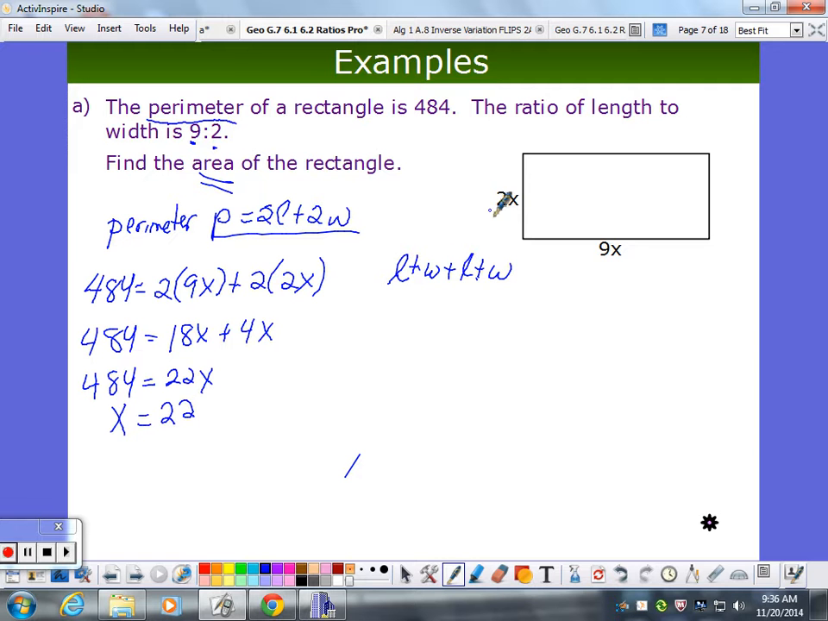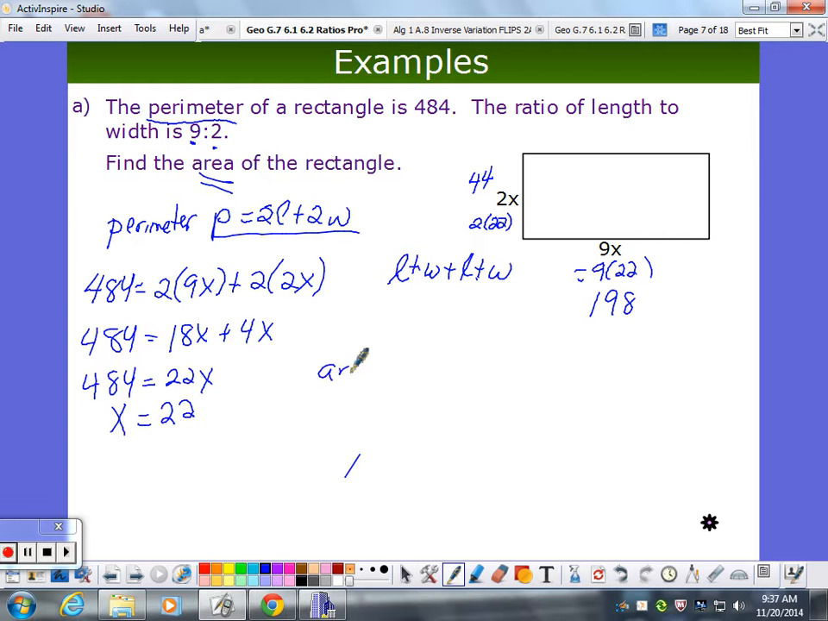Okay. So that means I can find this. 2x is 2 times 22. So this side is 44. And this side is 9 times 22. Oh, I did work that one out. 9 times 22 was, I don't know what it is. I thought I wrote it down. What's 9 times 22? 198? Okay.